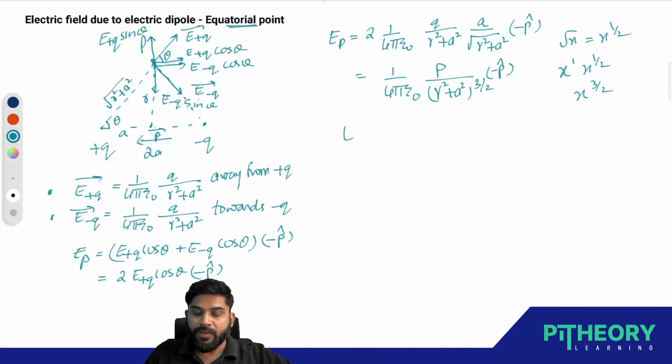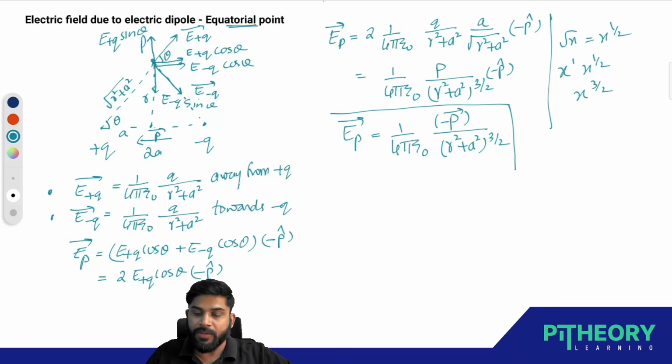Or vectorially, I can write this in vector terms only, because in terms of direction also we have specified there, correct? So the resultant electric field at the point P is equal to 1 by 4 pi epsilon 0, P cap is nothing but vector P, minus is also there, divided by r square plus a square whole to the power 3 by 2. And this is the electric field due to the dipole at an equatorial point.